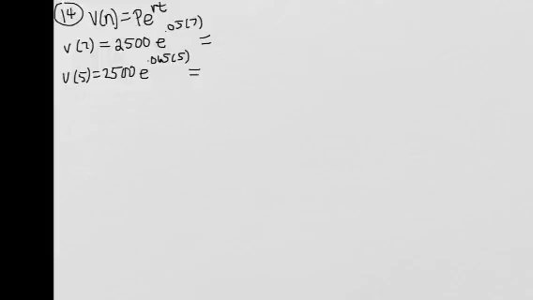Alright, for number 14, we're talking about an investment compounded continuously. So you see the equation. Whenever they talk about compounding continuously, we use the PERT equation, P times e to the rt, where P is the principal, r is the rate, t is the time, and of course e is our constant, 2.71828. So we just use the key on the calculator for that.